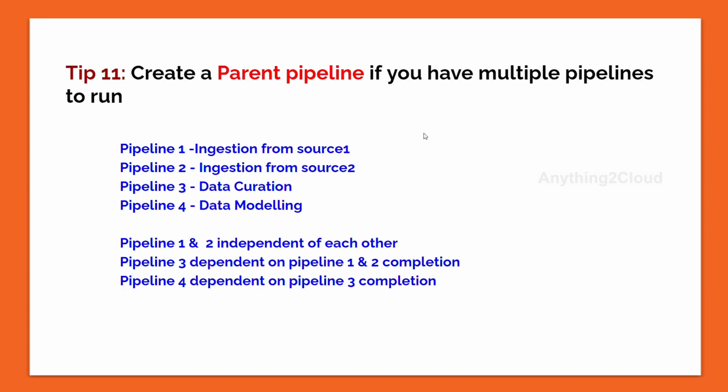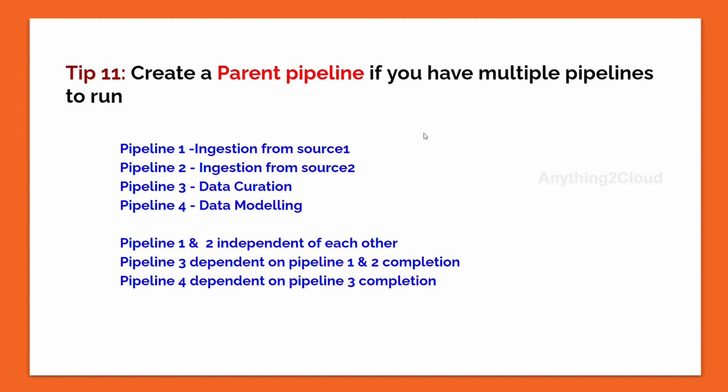The next step is on parent pipeline. For example, if you have 4 pipelines: pipeline 1 is ingestion from source 1, pipeline 2 is ingestion from source 2, the third pipeline is a data curation pipeline, and pipeline 4 is a data modeling pipeline. Pipelines 1 and 2 are independent of each other, pipeline 3 is dependent on completion of pipelines 1 and 2, and pipeline 4 is dependent on completion of pipeline 3.